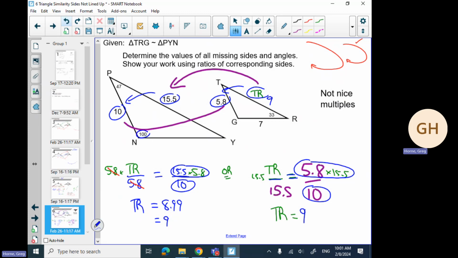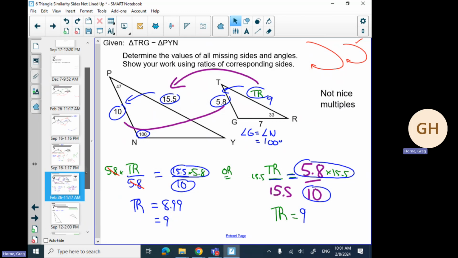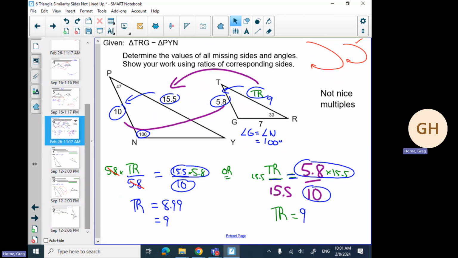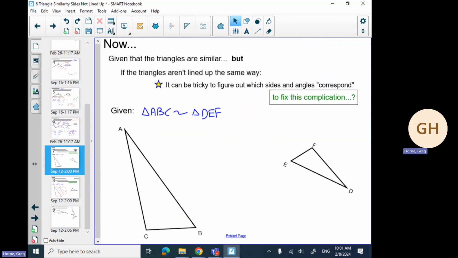Obviously, angles here, you're going to say that angle G equals angle N because they're in the corresponding spots. So it's equal to 100 and so on and so on. Okay, so I don't expect to completely finish either of these, and we're going to see that kind of stuff in this next slide anyways. Okay, so those are lined up, making the process something you should go ahead and do.